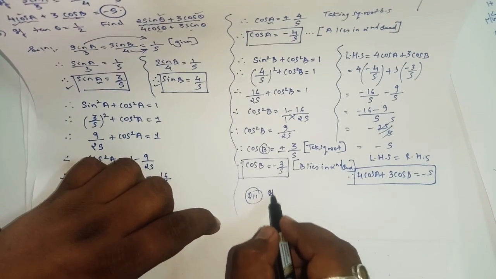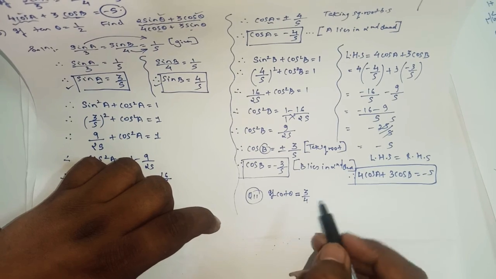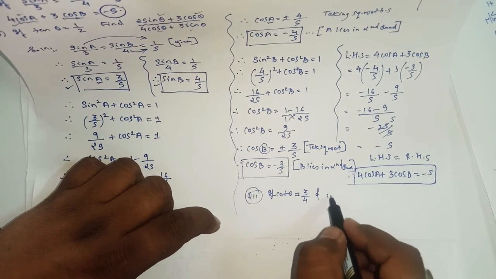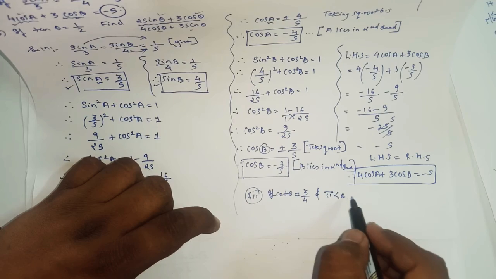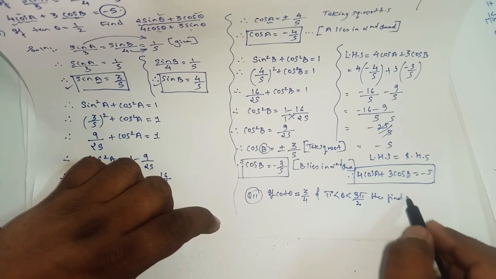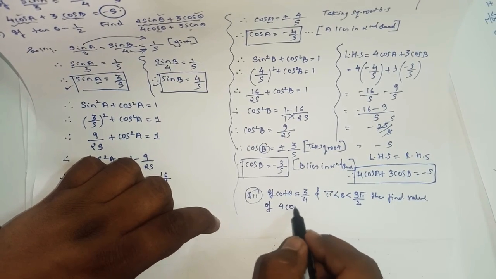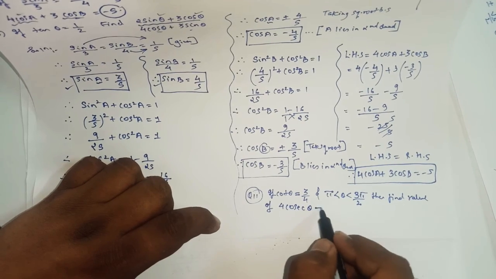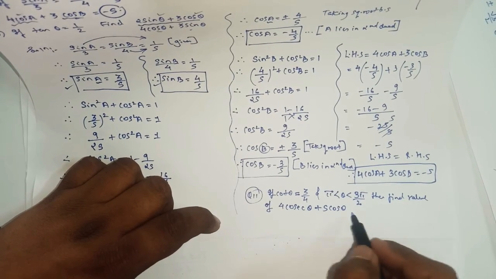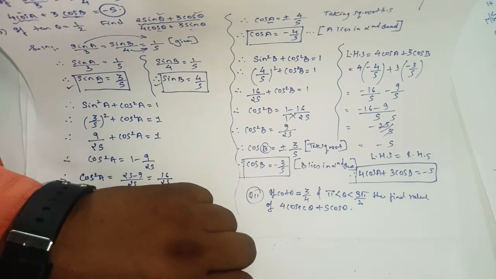It says that if cot theta is equals to 3 by 4 and pi less than theta less than 3 pi by 2, then find the value of 4 cosec theta plus 5 cos theta. Okay, so this one also you will try by yourself.